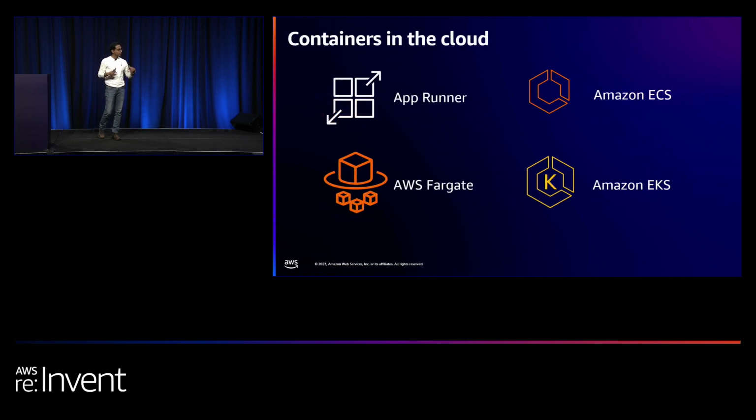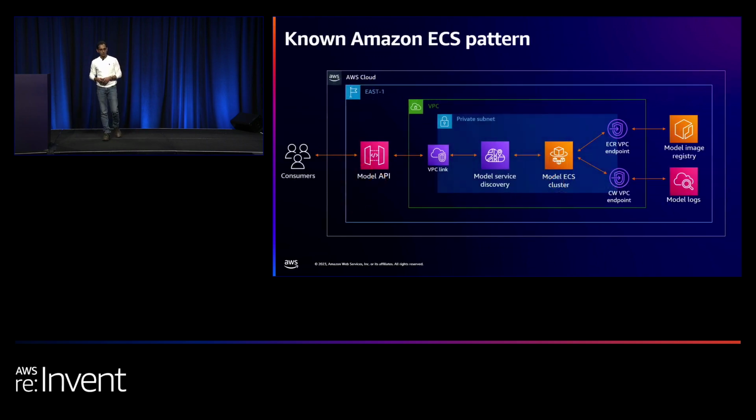So they looked towards AWS. What are the different container offerings there? And back then, App Runner was not a thing yet. So we can strip off App Runner from this list of things. So eventually, they ended up using Amazon ECS as the choice of their platform. And this is a very common standard implementation pattern that they used.